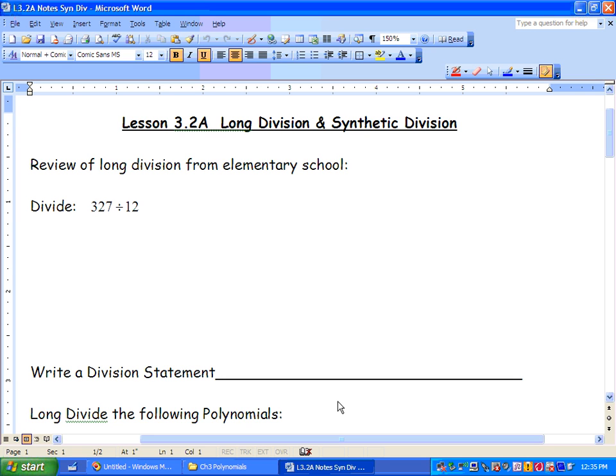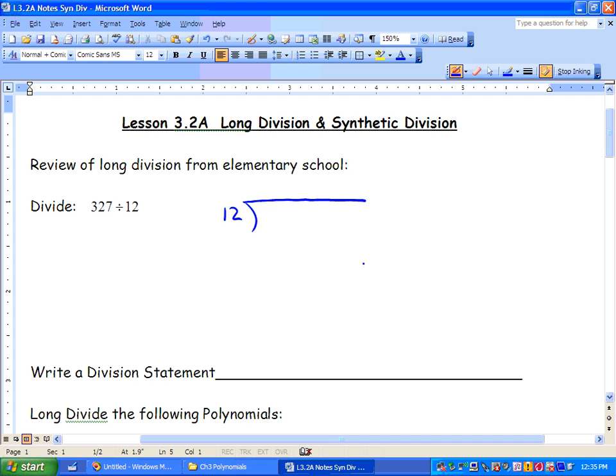All right, everybody, here is the second lesson of polynomials, long division, and synthetic division. We're going to start with something we haven't done for quite a while. It is long division by hand. So we're going to take 327 and we're going to divide it by 12.